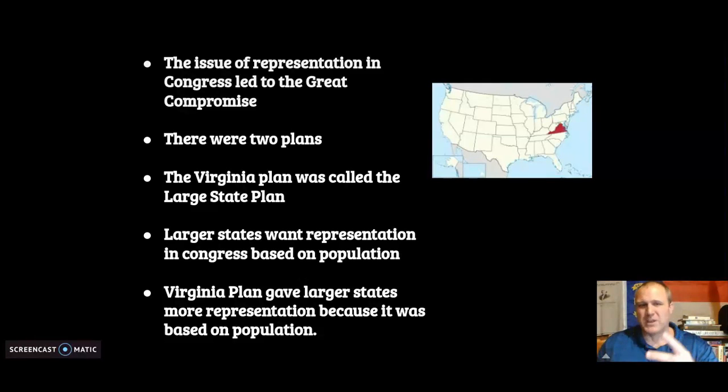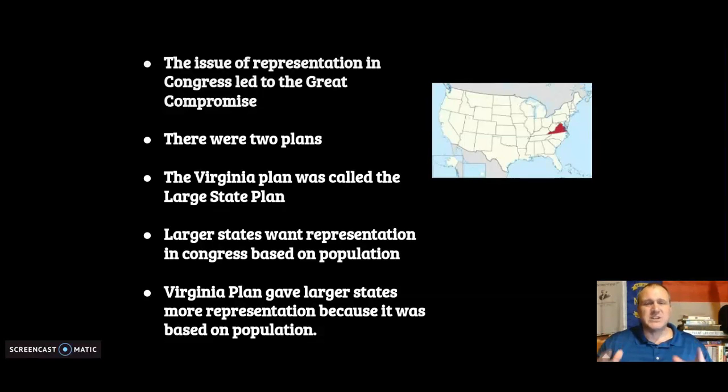And there were two plans. The Virginia plan was called the Large State Plan. Virginia was the largest colony, or the largest state, at the time. So what is the Virginia plan? The Virginia plan says that we wanted representation based on population. Representation, population. That's what Virginia wanted. They were the biggest state, they had the biggest population, and they think that's the way it should be.